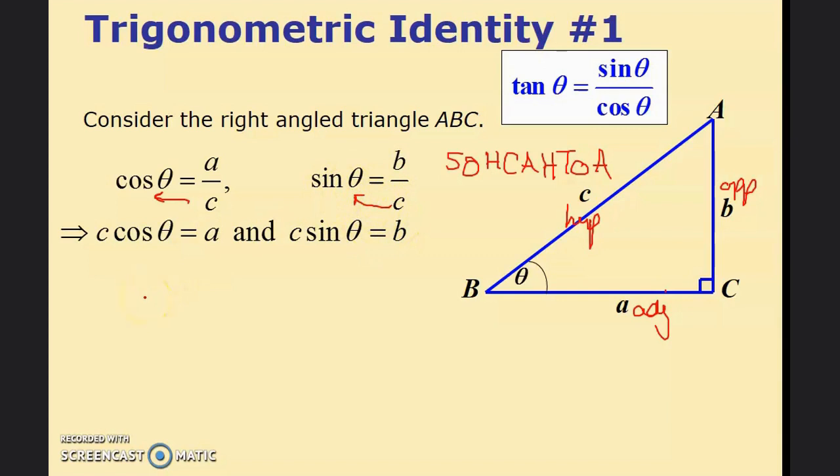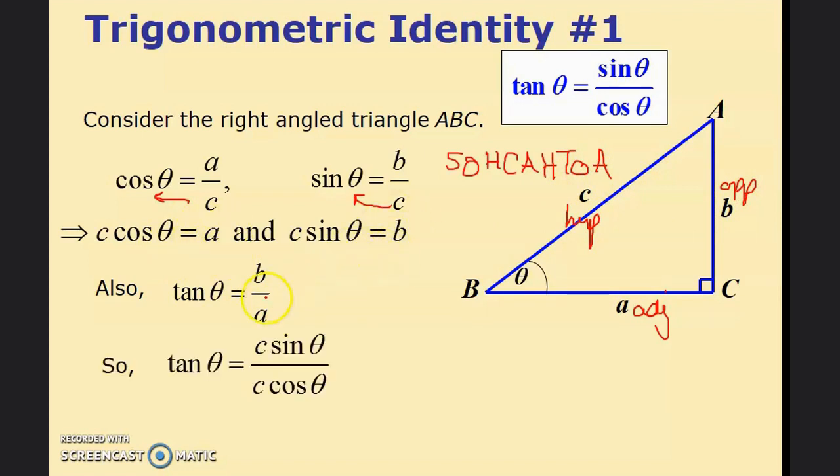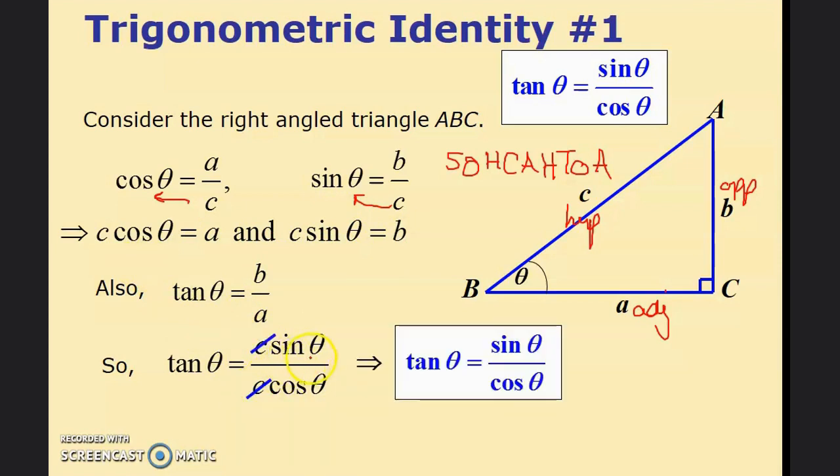We could also write what tan theta is. Tan theta is opposite over adjacent, so b over a. But now I've got an expression for a and for b, so we can replace the b with c sine theta, and the a with c cos theta. These c's cancel out, and I'm left with just sine theta divided by cos theta.